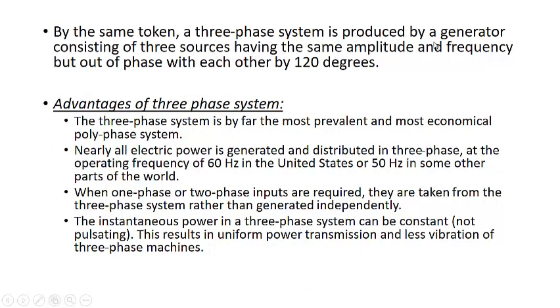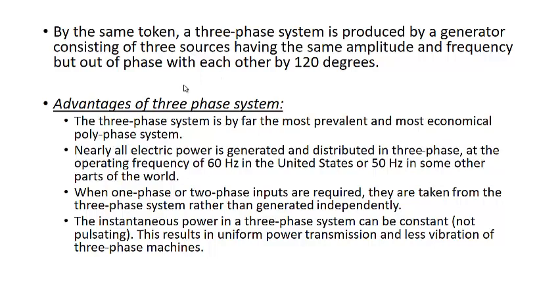Now, a three-phase system is produced by a generator consisting of three sources having the same amplitude and frequency but out of phase with each other by 120 degrees. In case of the three-phase system, they are operating at the same frequency, having the same phase voltages or same amplitude, but they are displaced from each other by 120 degrees. So in this case, the generator has three windings which are connected in such a way that in space they are apart from each other by 120 degrees, and when they generate the voltage, they also generate the voltage as per this phase difference. That is, all the three-phase voltages in the three corresponding windings will differ from each other by 120 degrees.